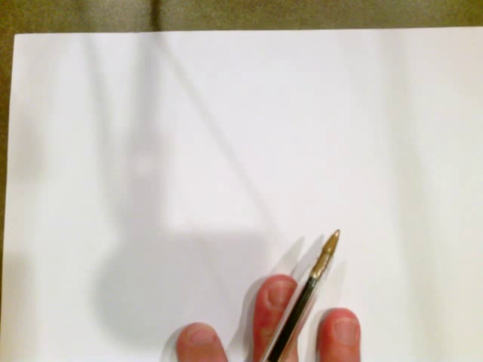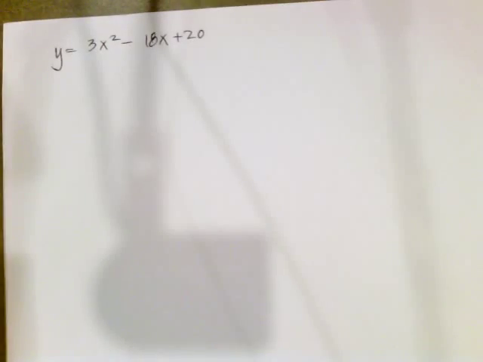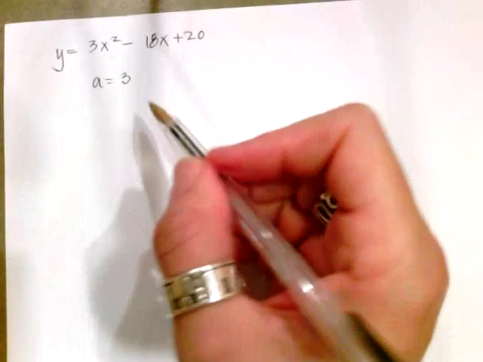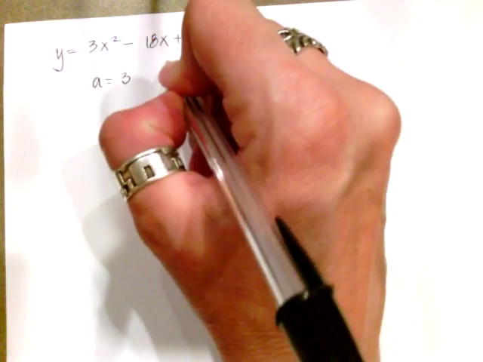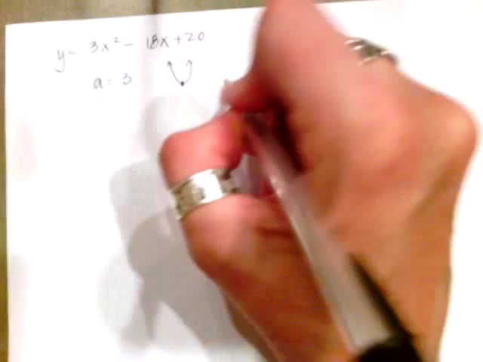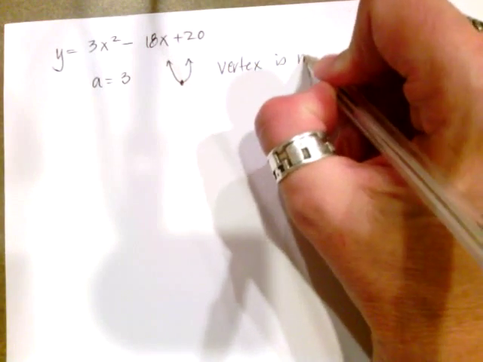Oops, new page. Alright, so here's our new page, and our equation that we were managing was y is equal to 3x squared minus 18x plus 20. I know that the A is equal to 3. A is positive, which means that the parabola is going to point up, which means that the vertex is going to be a minimum. So the vertex is going to be a minimum.